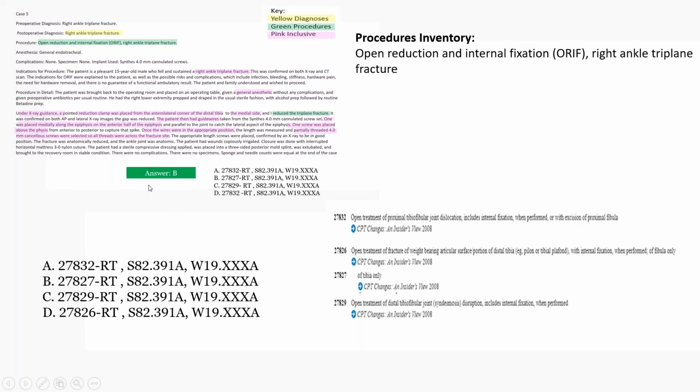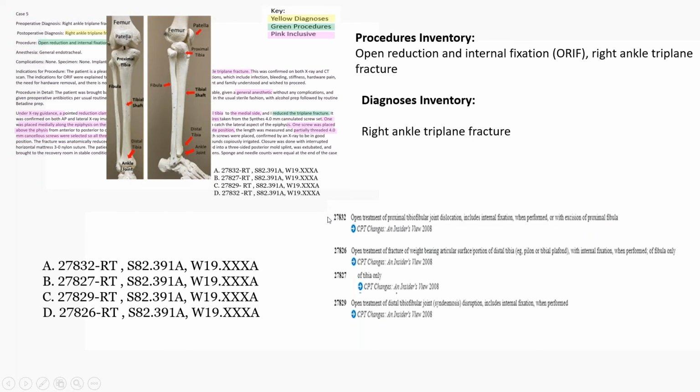Procedure inventory: as you have seen, an open reduction and internal fixation was performed for a right angle triplane fracture. For the diagnosis inventory, we have a right angle triplane fracture. This is the anatomy of the bone of the leg, and I would like to bring this up to show the distal portion of the ankle. This is where the triplane fracture has happened.